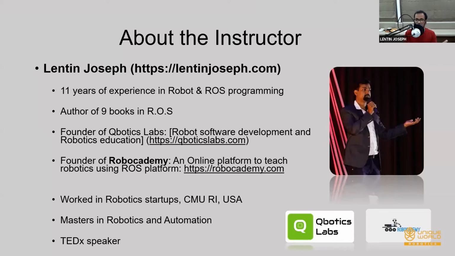From 2010 I've been working. After my graduation, I joined a small startup company in India called Asimo Robotics. It's actually very popular now. It was a very small company, I was a founding member, and I worked there for 3 to 4 years. Then in 2014, I started my company called Qbotics Labs, which is mainly into robotic software development using ROS.